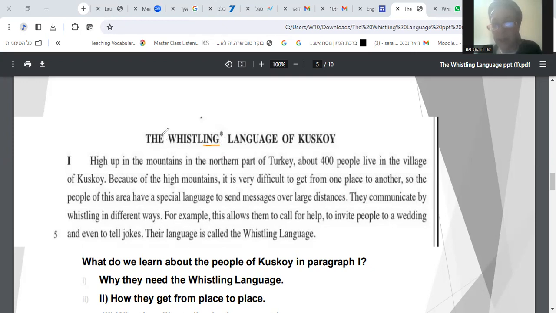So when it says ing, it's like a sign. This is a noun. Okay? Now we're not talking about the shrika. The word whistling describes the next word, which is language. Language, שפה. Okay? Language זה שפה.